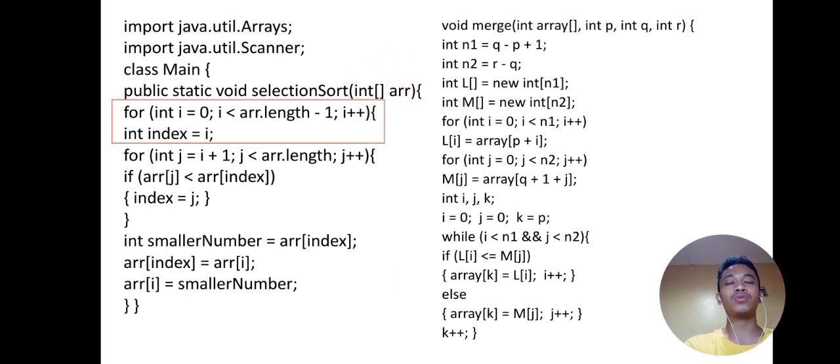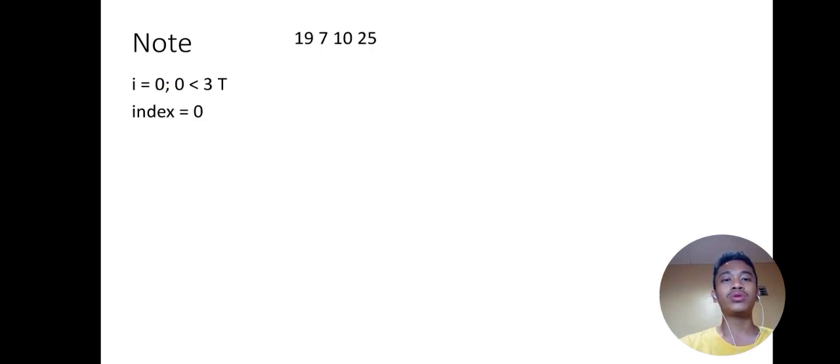Next, it will perform. So we have the outer loop right here: i is equals to 0, and 0 less than array length minus 1. Our array length is 4, so 4 minus 1 is 3. So 0 less than 3 is true, so we need to perform this code. Index is equals to i, so the value of index is 0. Next, we have a note right here to remember that our index has a value of 0.